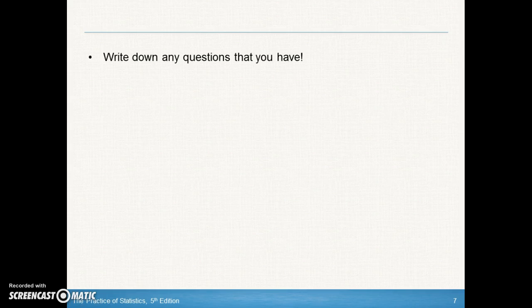Those are all the 4 principles of experimental design. Please write down any questions that you have so that you can ask them in class this week.